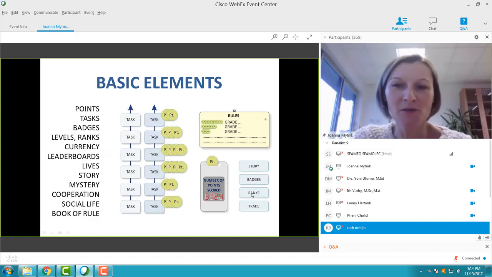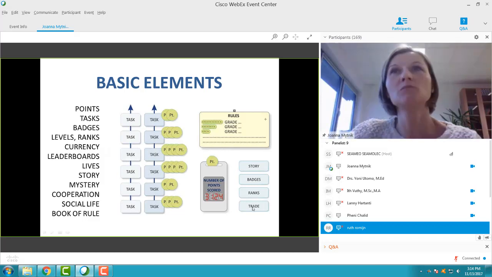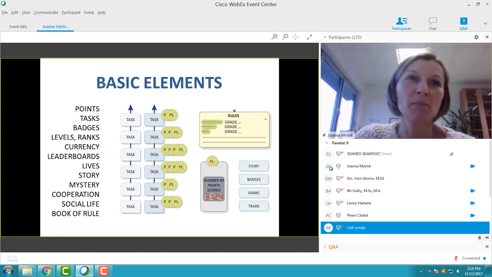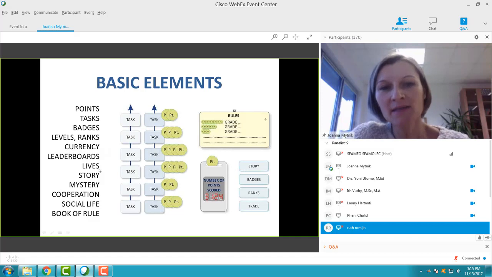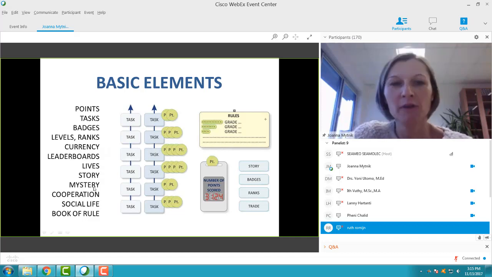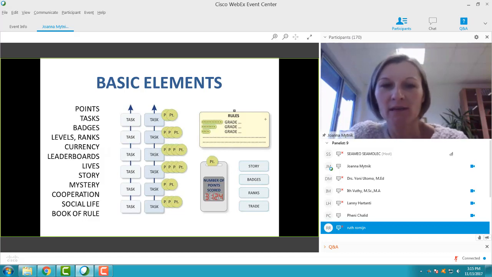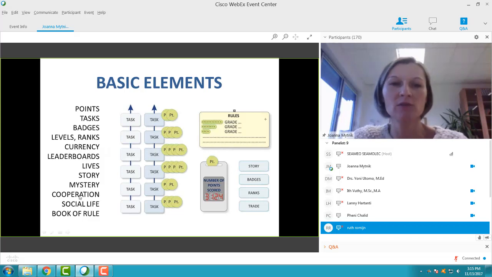We can have ranks. We like to be in a higher rank than before, so ranks are very good in increasing the motivation. And we can put trade in our game. We can put in a currency and let the students buy something, buy other tasks, for example, and many other elements we can use: leaderboards. We can give our students lives. We can put in some mystery. We can give our students an option to cooperate, a social life. These are some basic elements our courses are built from. Lani and Penny later will show what elements they use in their courses.